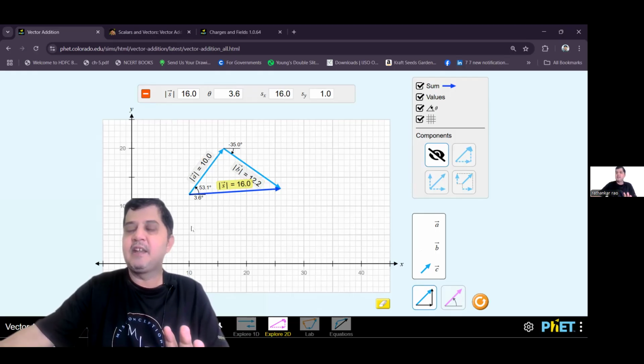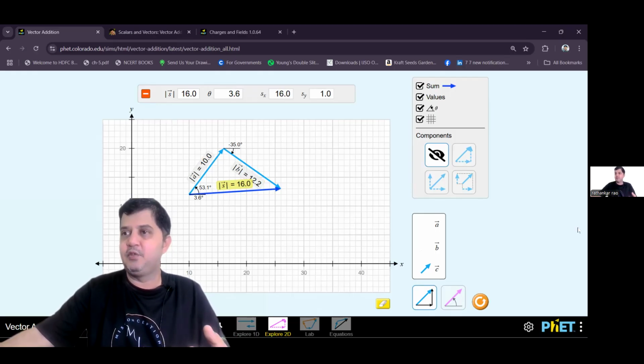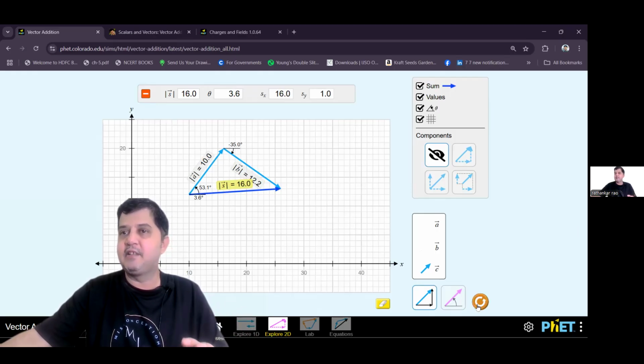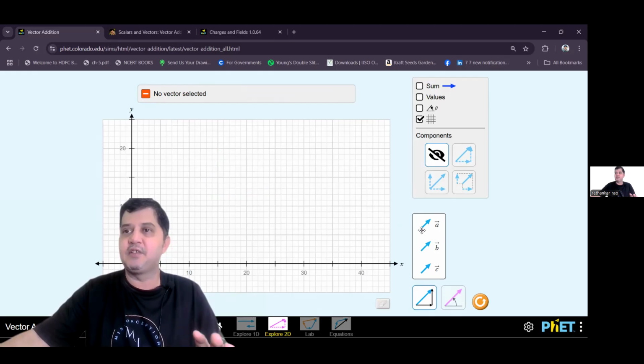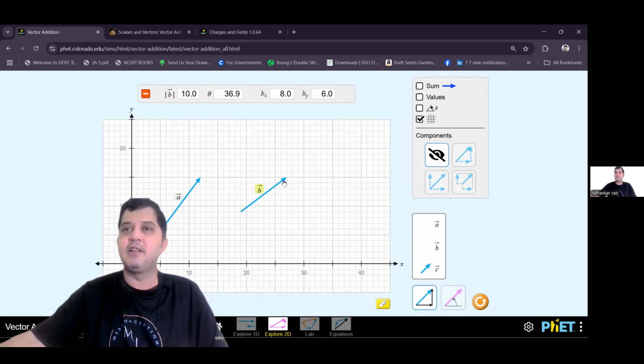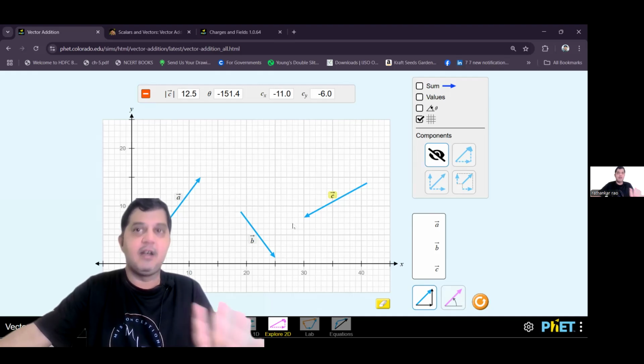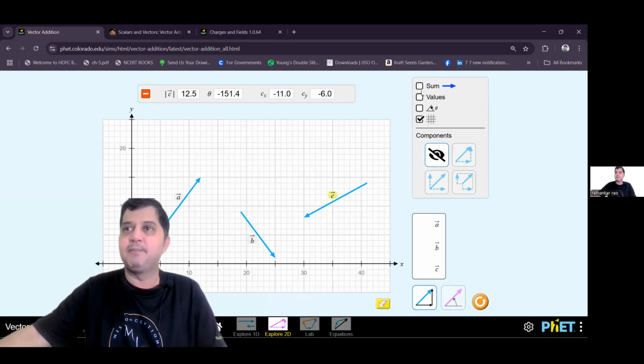Now, if you ask me, can I verify this for a third trial? You can still do it for the third side also. Let me clear this whole thing and take three more values. Let me take one value here like this, another value like this, and a third value like this. Okay, and I have three values. I want to find out the sum of these three vectors. How do I do it? I'll just click on sum.